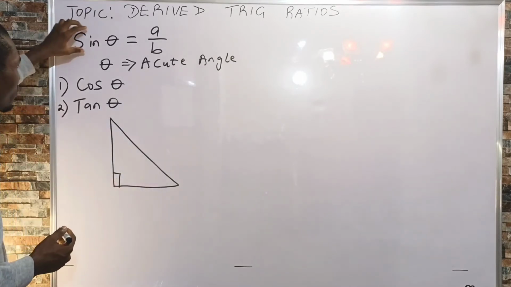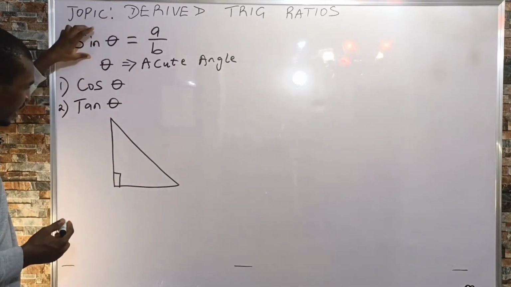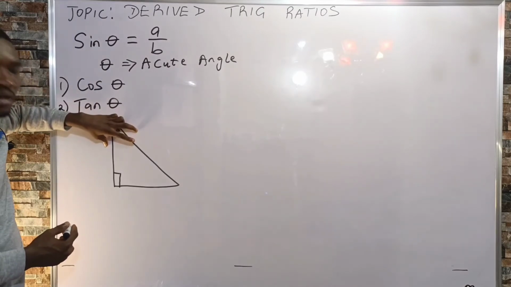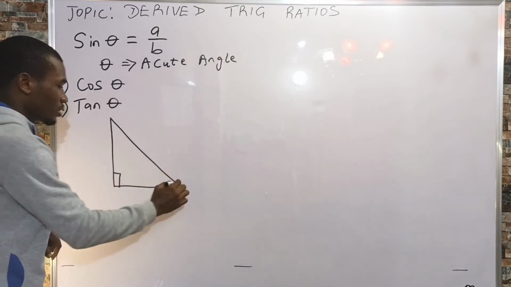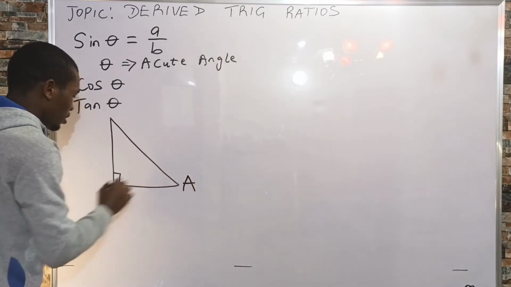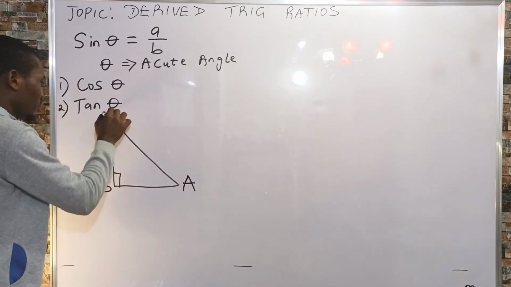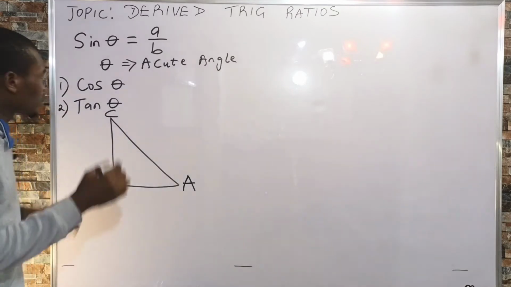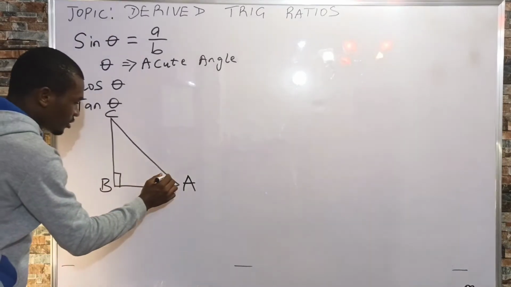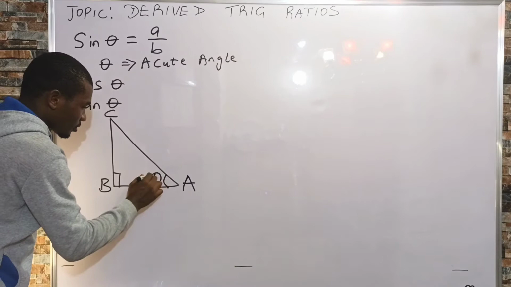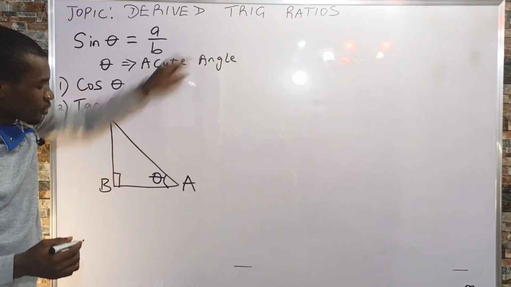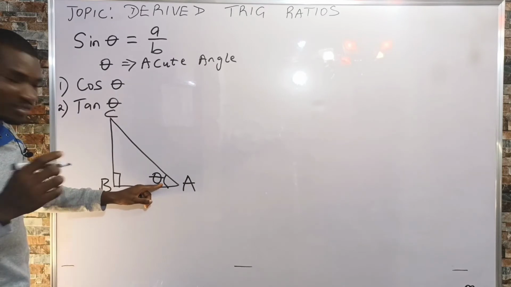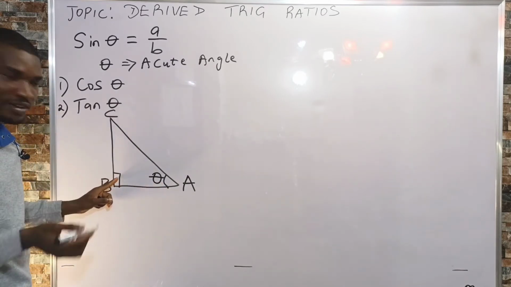So we shall first of all represent this ratio of sine in this given right angle triangle. Let's first of all label this right angle triangle to be A, B, and C. So we shall put the angle theta in this place. And obviously, the angle theta is an acute angle because the angle we have here is less than 90 degree.